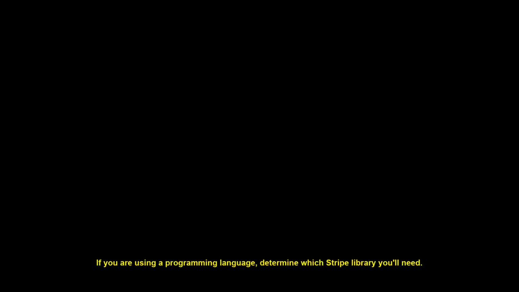If you are using a programming language, determine which Stripe library you'll need. Install the relevant library by using a package manager like npm or pip. After installing, initialize Stripe in your code with your secret key.